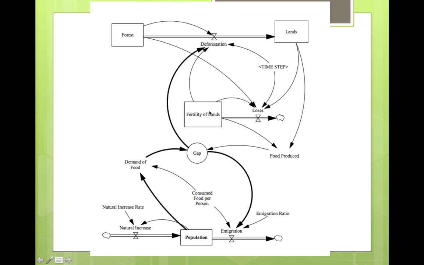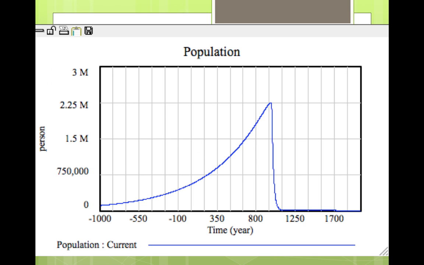So we're going to look at the Vensim model in detail. Within Vensim, we'll see specifically how this model was parameterized, but I'll show you some of the results that came about with this model.